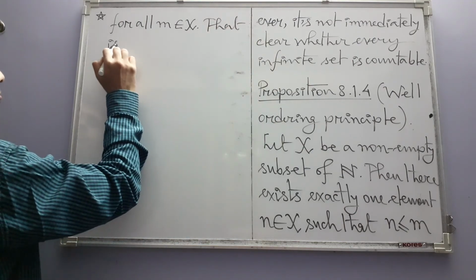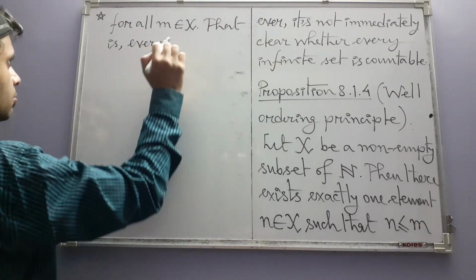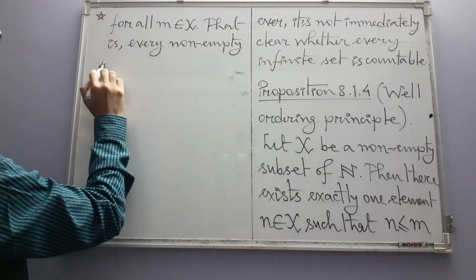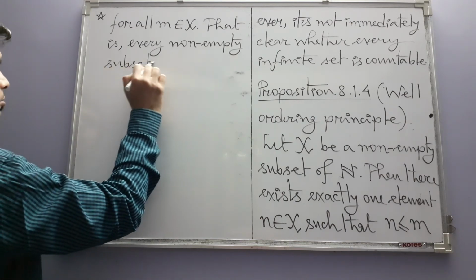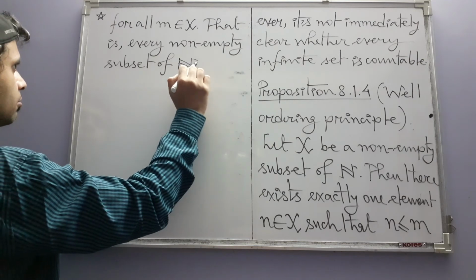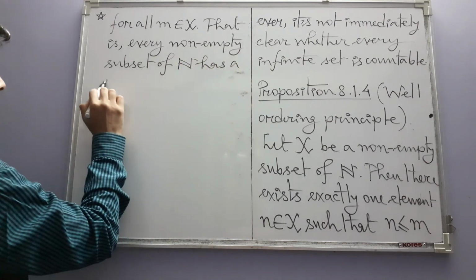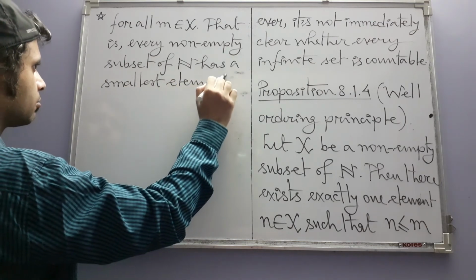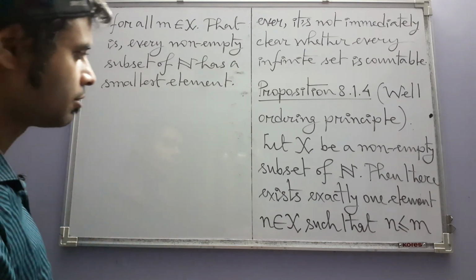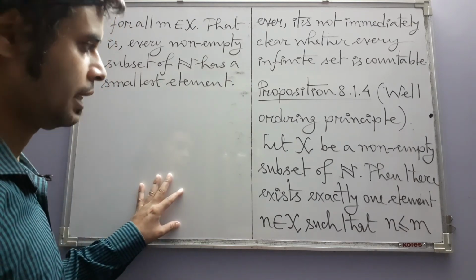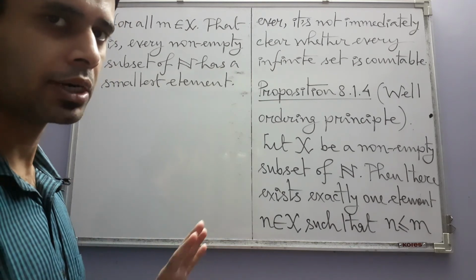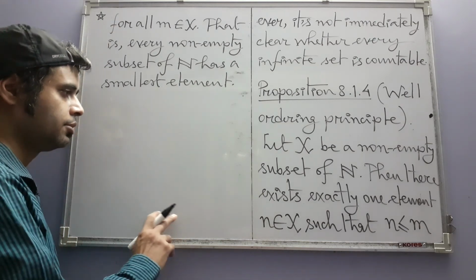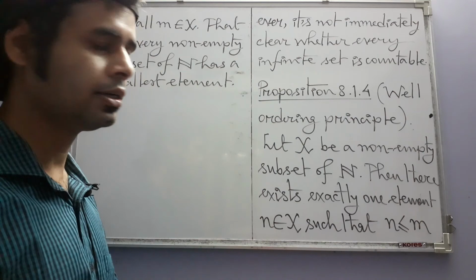That is, every non-empty subset of N has a smallest element, which is something that is easy to believe also. However, we will prove this in one of the exercises from things we already know. Specifically, we are going to use the principle of mathematical induction to prove this.